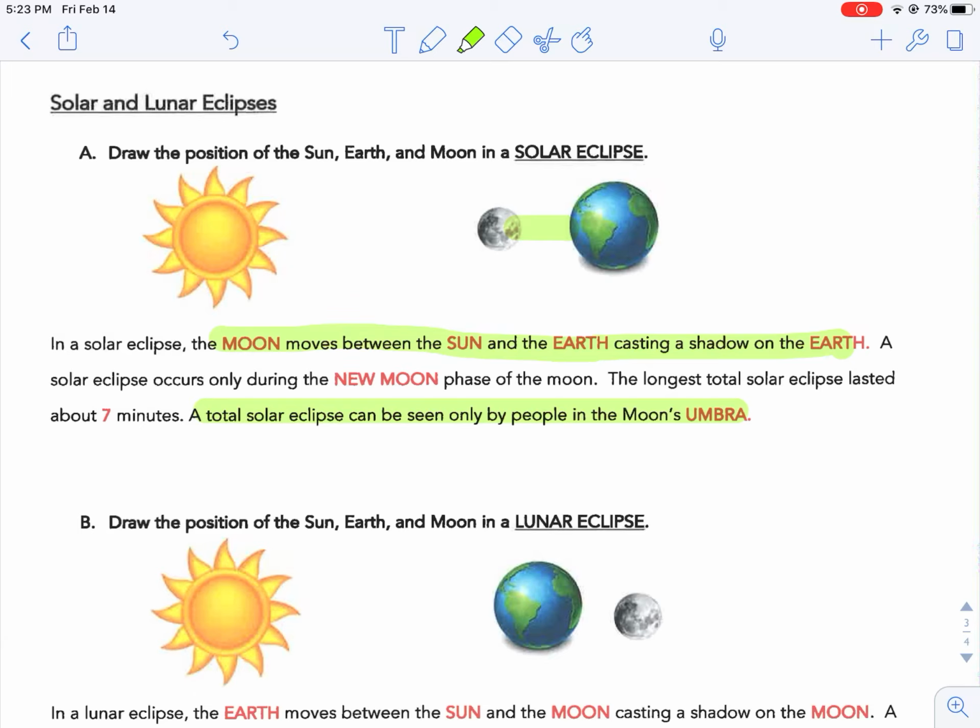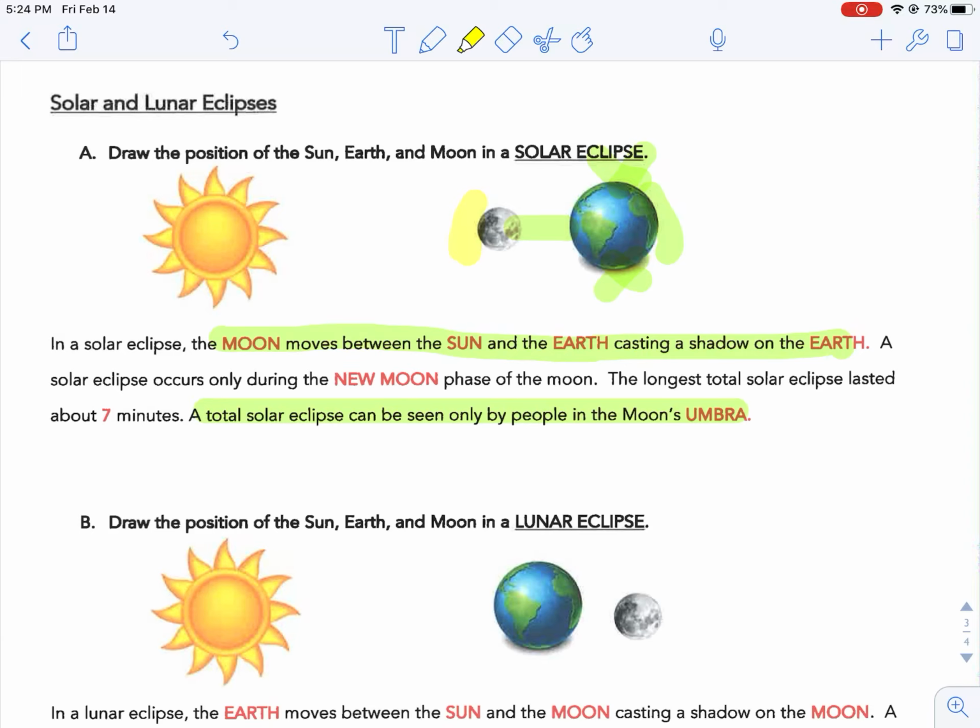That's where you have a total solar eclipse or a total lunar eclipse. Only the people inside that umbra can see the eclipse. If you are way up here or way down here or on this side, nope, you're out of luck. Okay, so it only is going to occur during a new moon because here what's happening is that the sun is shining on that side, so we don't see that half that is facing us. That's the new moon phase.